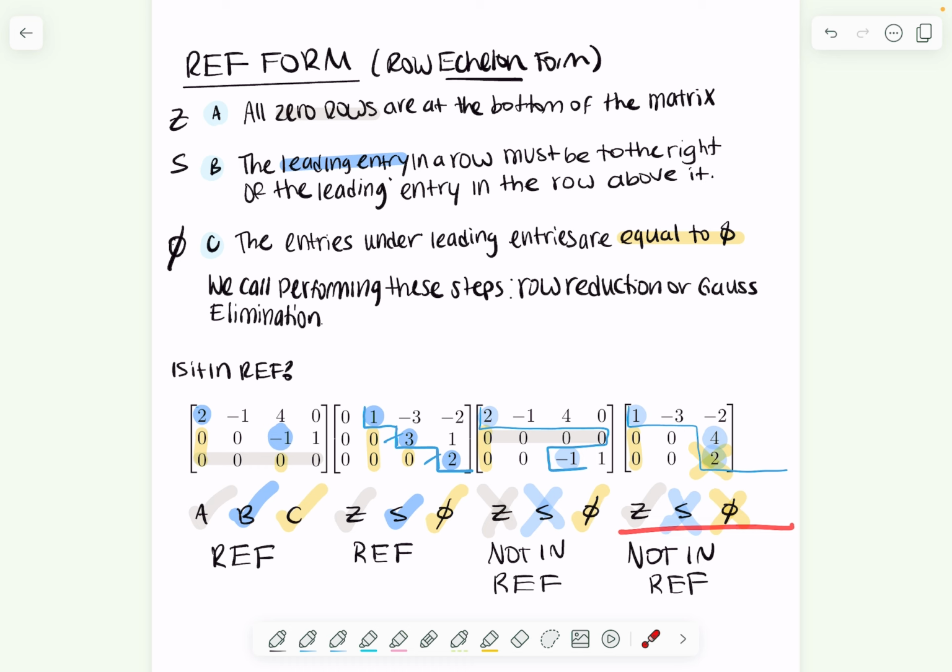So remember, use ZO to recall the conditions that you have to satisfy in order for the matrix to be in row echelon form. And in the next video, we'll go over reduced row echelon form. So I'll see you then.